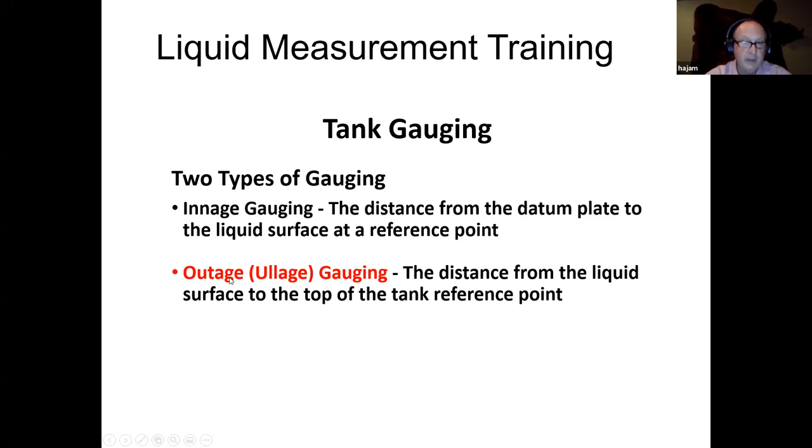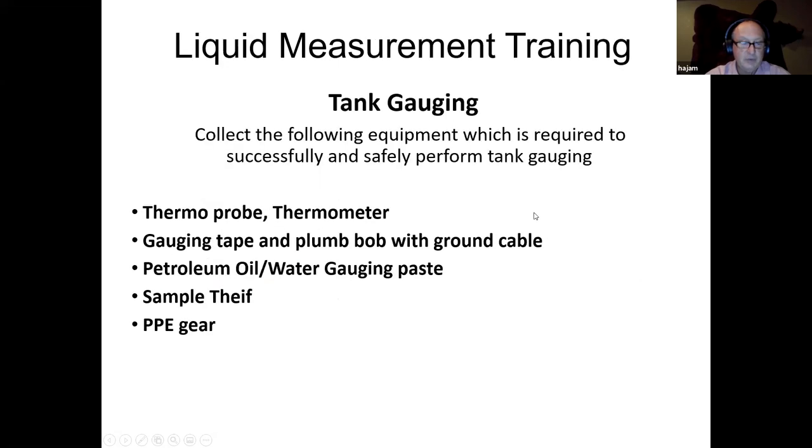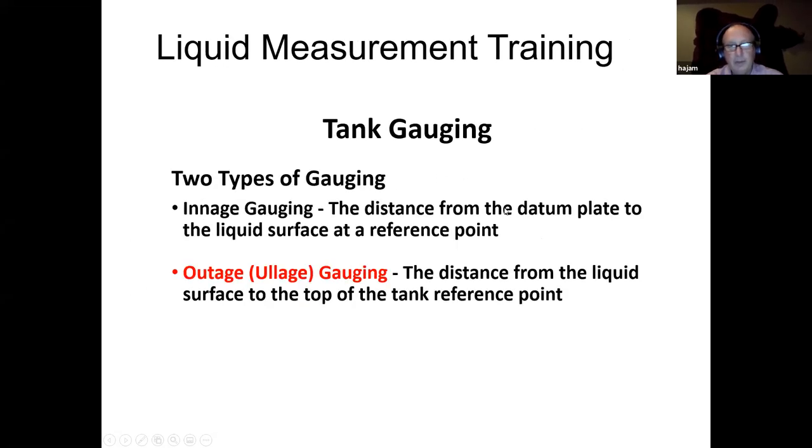Now, on the other hand, outage or ullage gauging is the distance from the liquid surface to the top of the tank reference point. And so it's a different measurement. We're only going in to the top of the liquid, not going all the way down to the bottom of the tank, to the datum plate. So we want to make sure that we understand the process which we're performing, where ullage is different from innage.